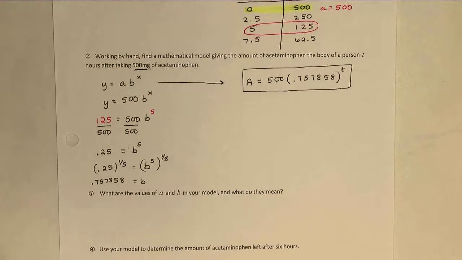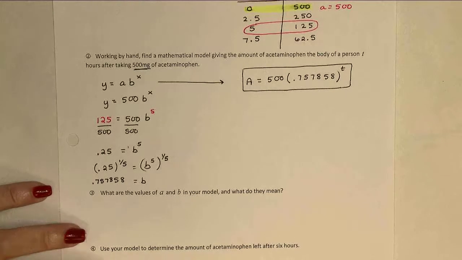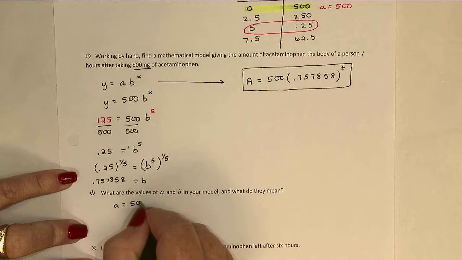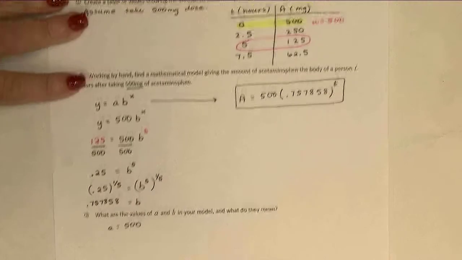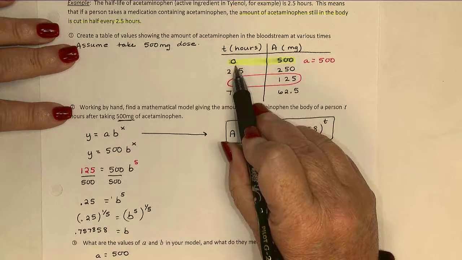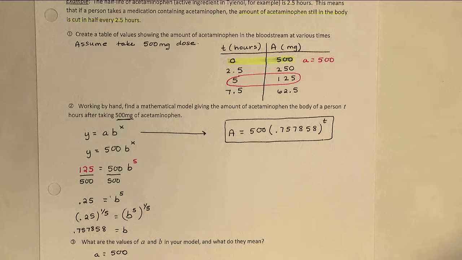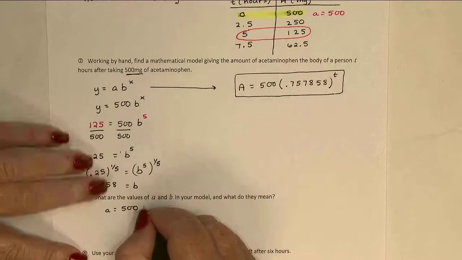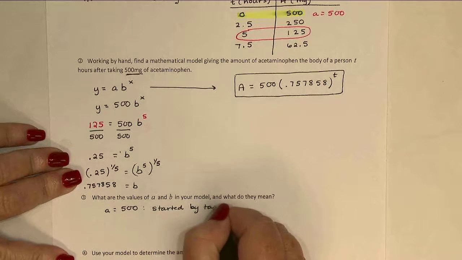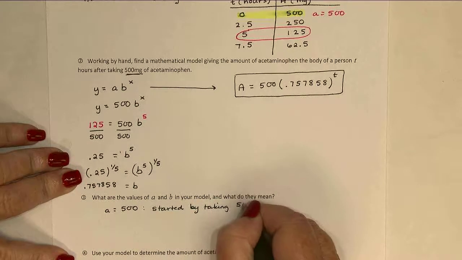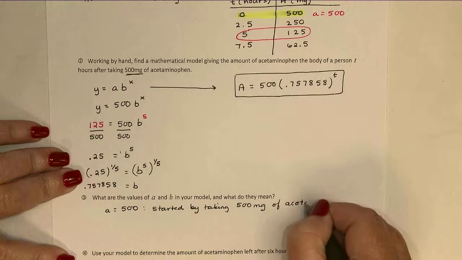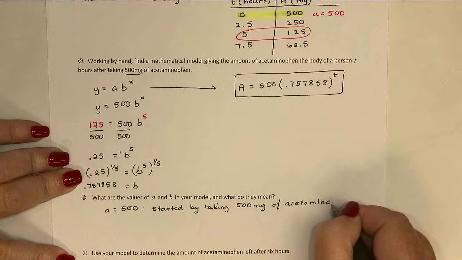All right, so what are A and B, and what do they mean? The A is the 500, and unsurprisingly, that's just the starting value again. It's how much acetaminophen after no time had passed, or how much acetaminophen we started with, the initial dose. We started by taking 500 milligrams of acetaminophen, if I can spell that again. There we go.